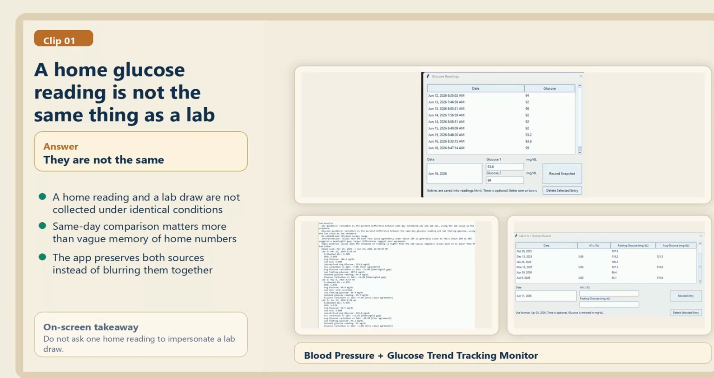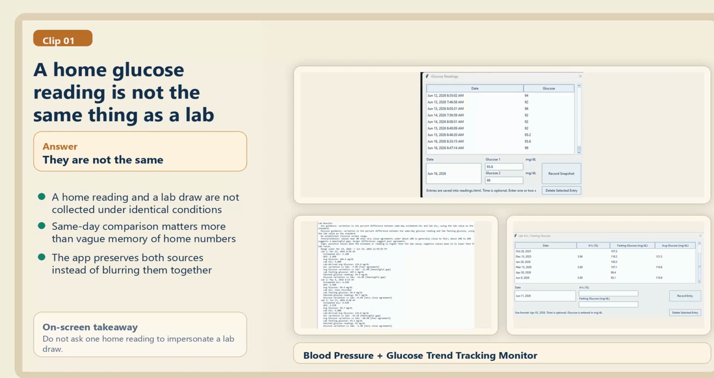A home reading is a moment you chose to measure, under home conditions, with your own timing. A lab fasting glucose is a clinical draw on a specific date, often under more controlled instructions. The app keeps both types of values visible so you do not force them into being the same kind of number. When people say the readings do not match, they often mean they are comparing a same-day lab snapshot to a home reading taken under different circumstances.